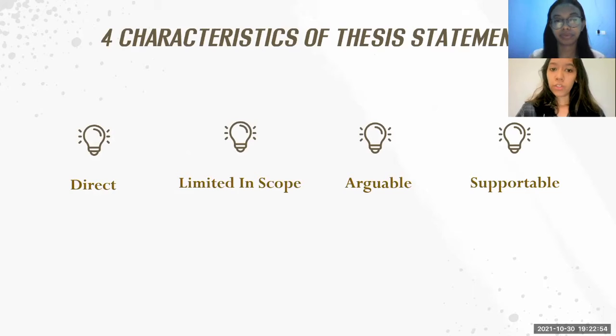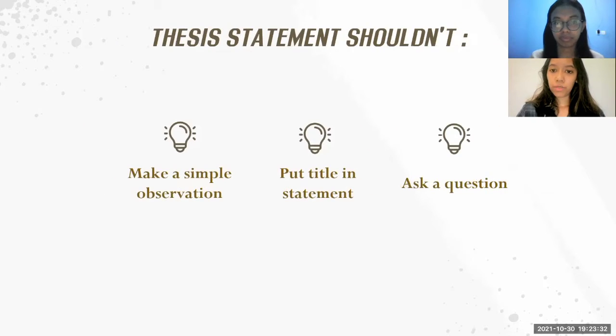If you want to write a good thesis statement, you should know that there are 4 characteristics of the thesis statement. First is direct. You should tell the reader exactly what your paper is about in 1 or 2 sentences. Second is limited in scope. You should be able to make a case within the limits of your paper. Third is arguable. People can agree or disagree with your position. And fourth is supportable. There is evidence to support your position. When you write a good thesis statement, you shouldn't make a simple observation, only put your title in your statement, or ask a question.